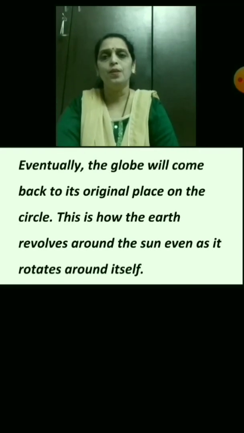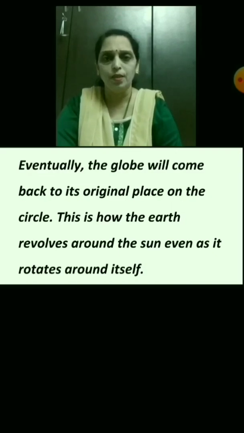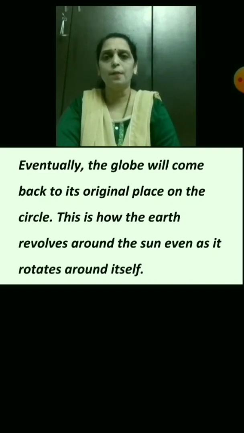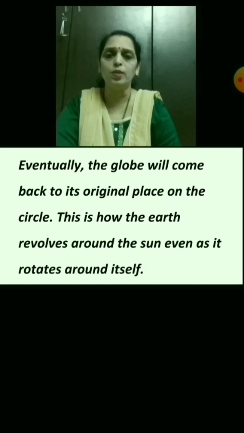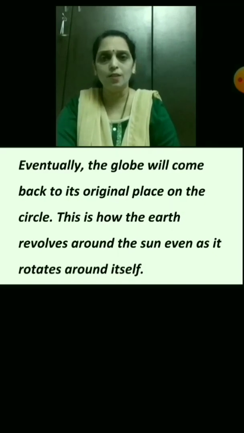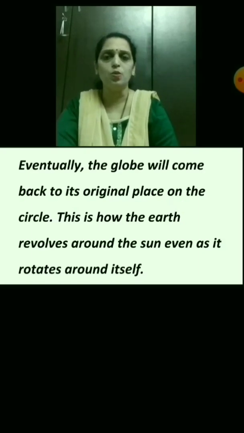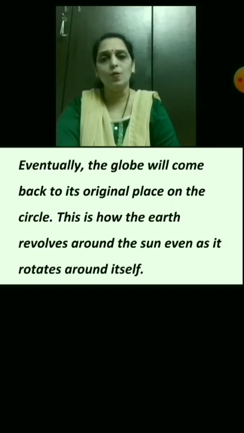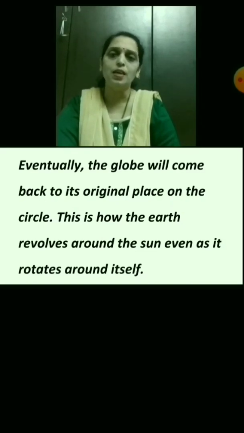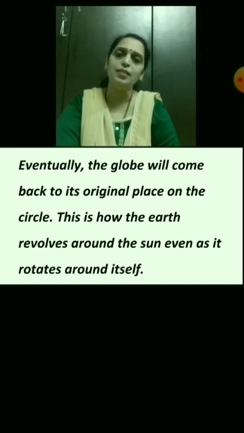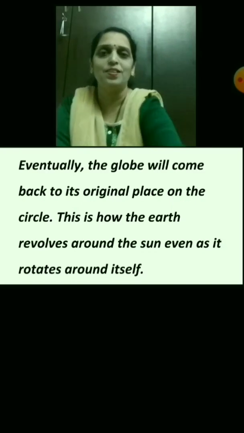Next point. Eventually, the globe will come back to its original place on the circle. Eventually means finally. Finally, the globe will come back to its original place on the circle. This is how the Earth revolves around the Sun even as it rotates around itself.